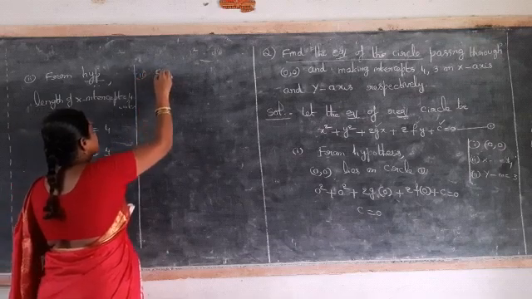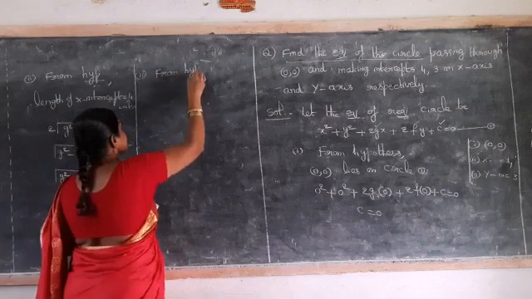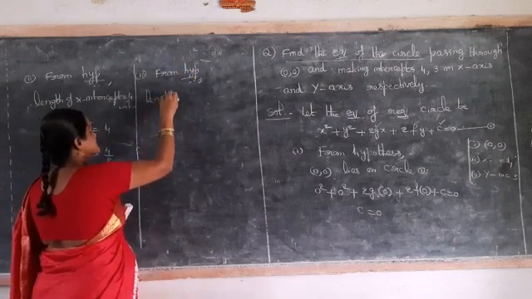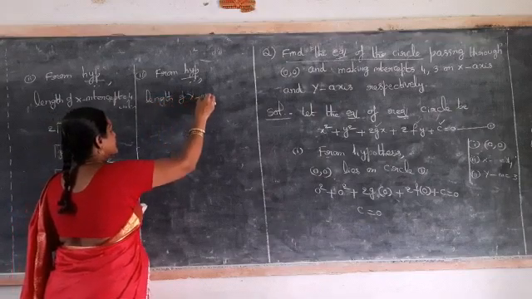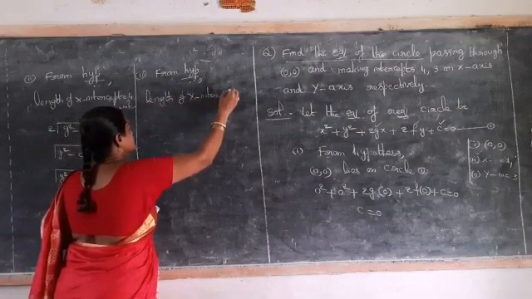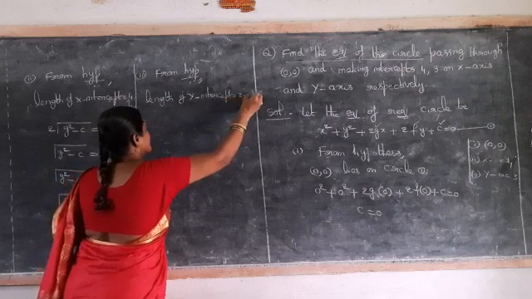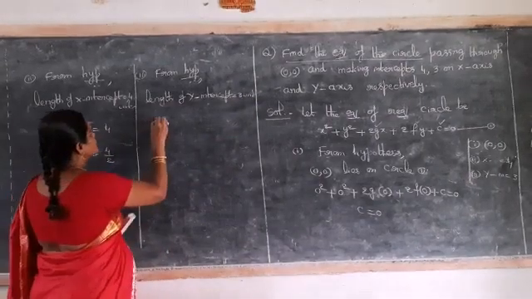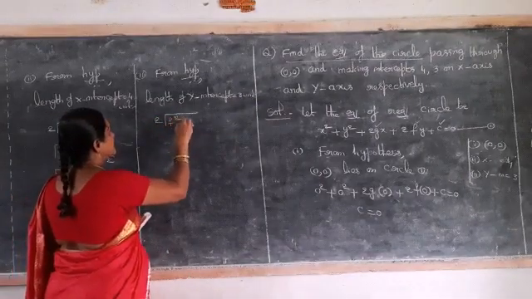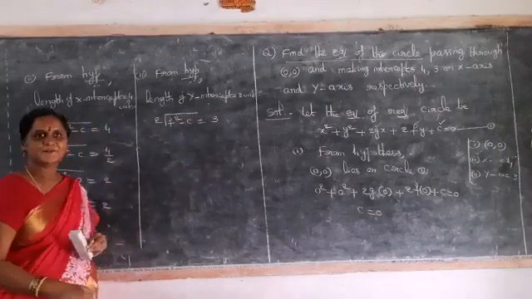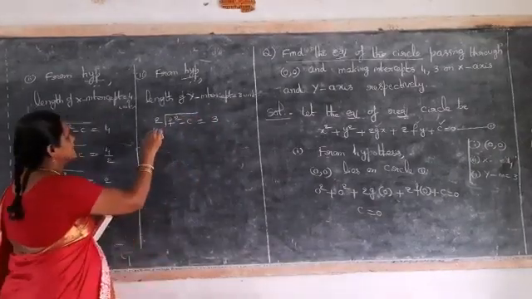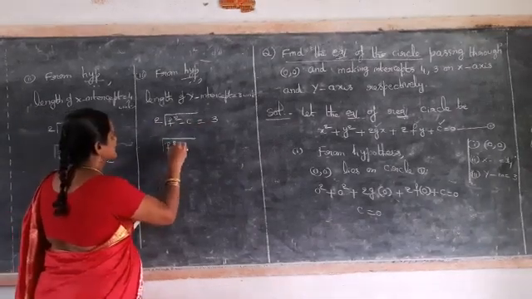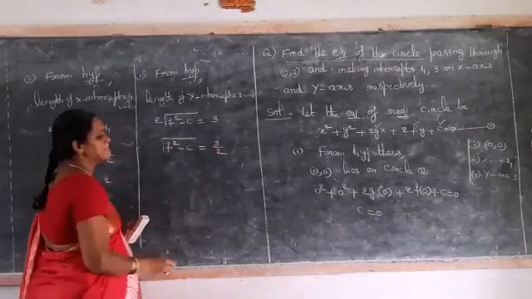Here I write from the hypothesis: the length of the y-intercept is equal to 3 units. Formula: 2 root of f square minus c is equal to 3. Next, I move 2 to the right side. You get root of f square minus c is equal to 3 by 2.